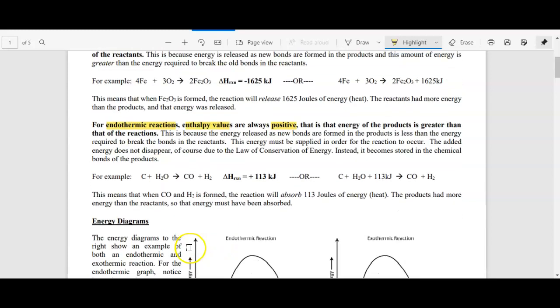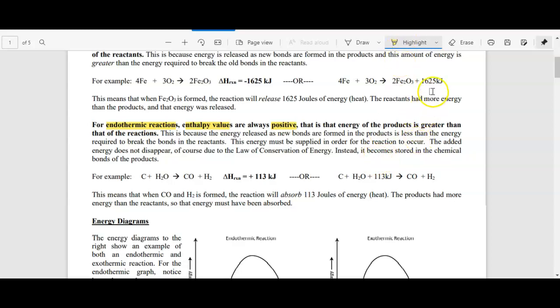So looking at this example, we've got carbon plus H2O yields CO plus H2. And then what we've got here, the delta H is positive. So you can see the big difference. In this equation, heat is added into the reactants. It's on the left side.